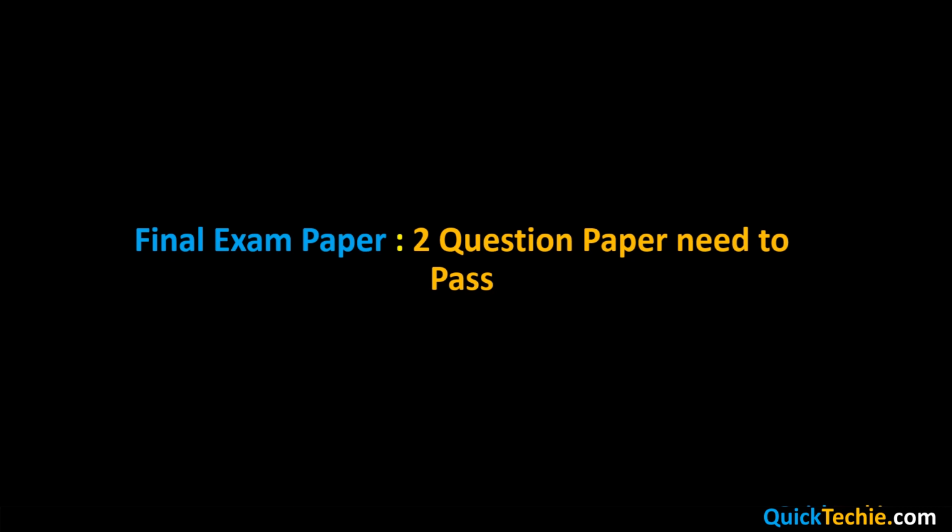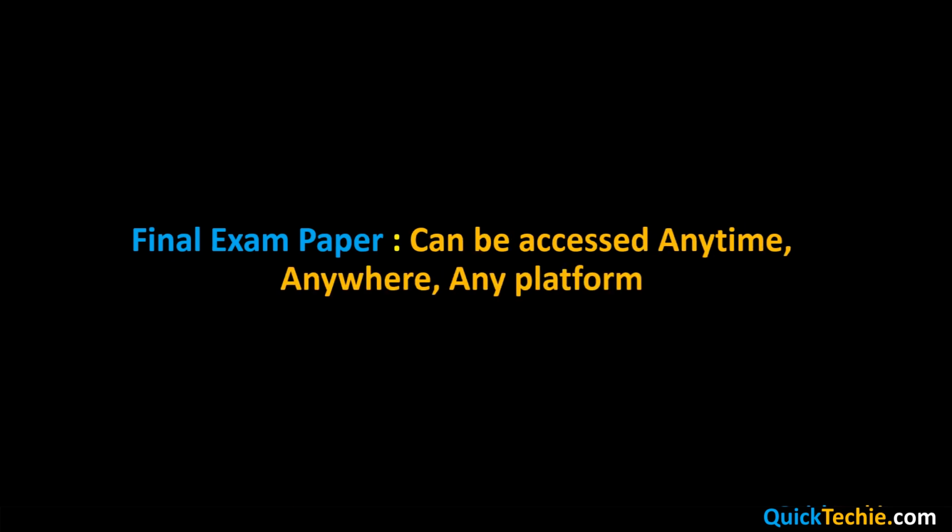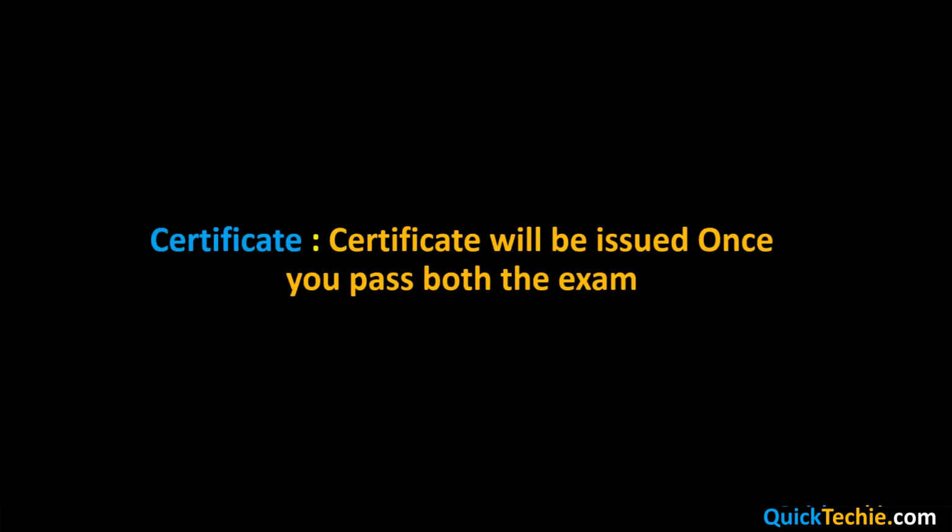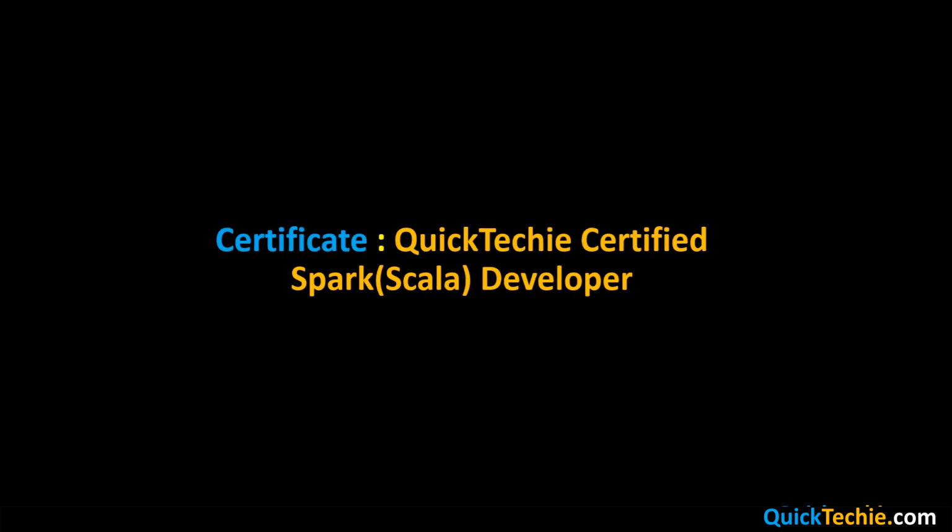Once you pass this exam, you can request your certificate if you want it quickly. Otherwise, within 72 hours QuickTechie.com will publish your certificate on the QuickTechie website itself and share the link from where you can download it as well. For this exam there is no limit: anytime, anywhere, any platform, you can access it and appear for the final exam. The certificate will be issued once you pass both exams, as we have discussed.